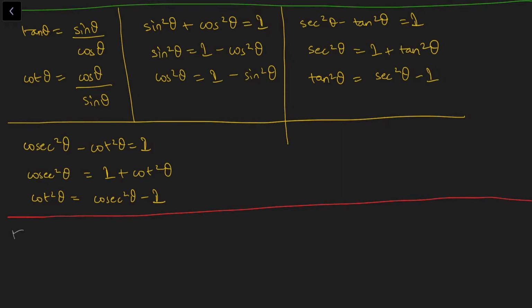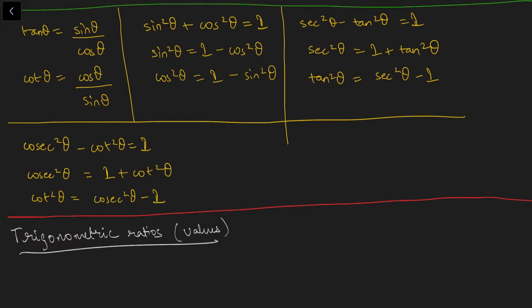So today we're doing trigonometric ratios, the values with certain angles. So the angles which we're going to be taking in this video are 0 degrees, 30 degrees, 45 degrees, 60 degrees, and 90 degrees.